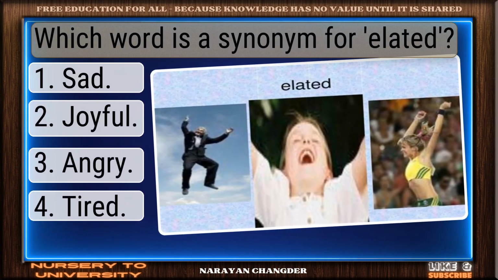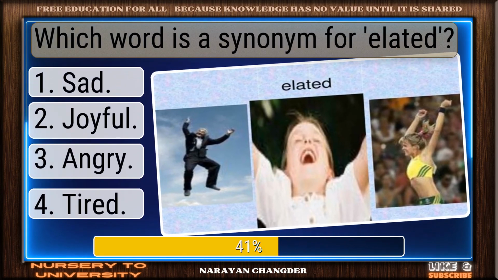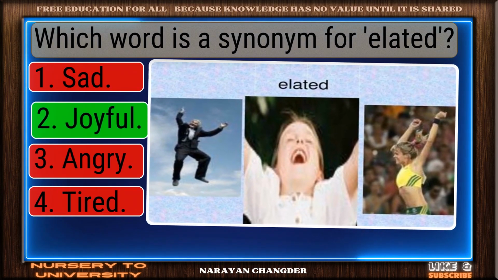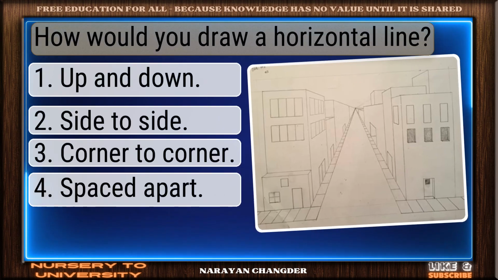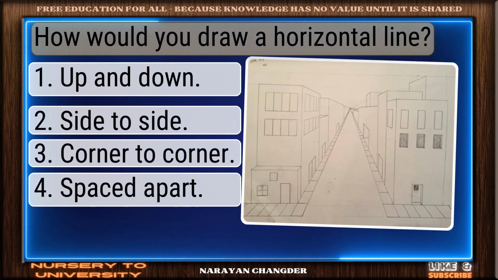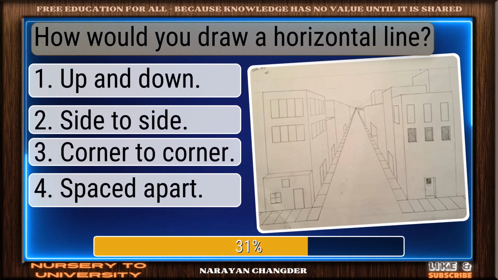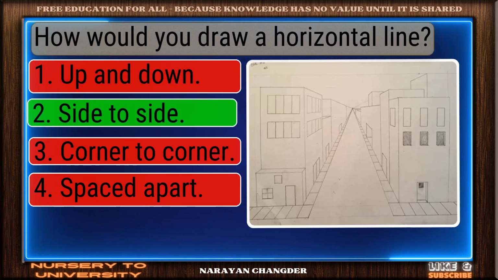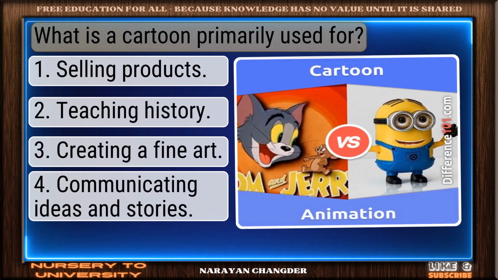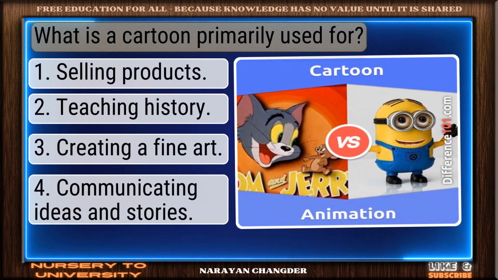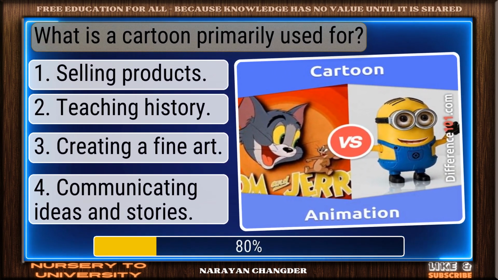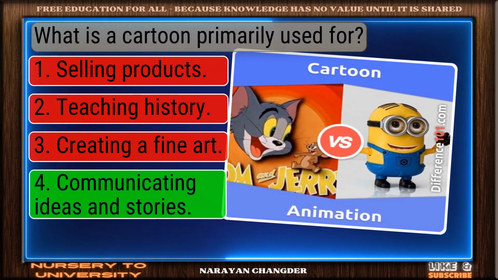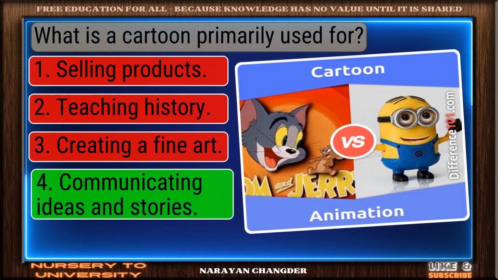Which word is a synonym for elated? You got it. Your choice, joyful, is right. How would you draw a horizontal line? Right choice. Side to side is the best answer. What is a cartoon primarily used for? Clear logic. Your choice, communicating ideas and stories, is sound and 100% true.